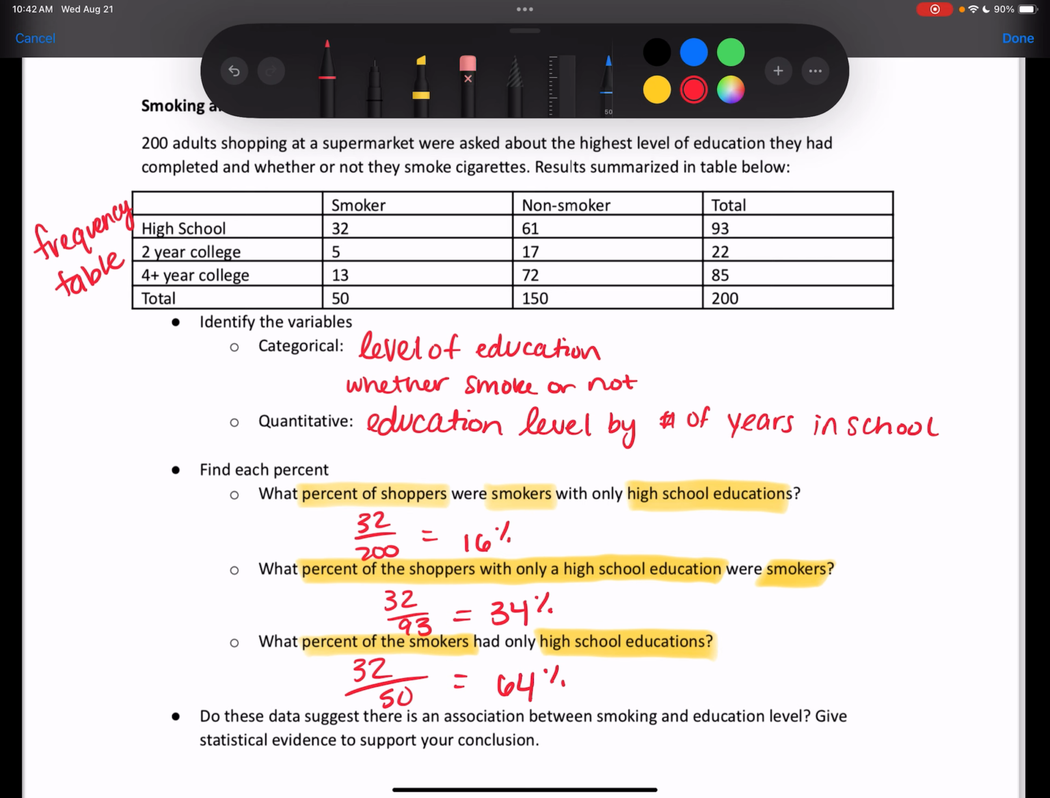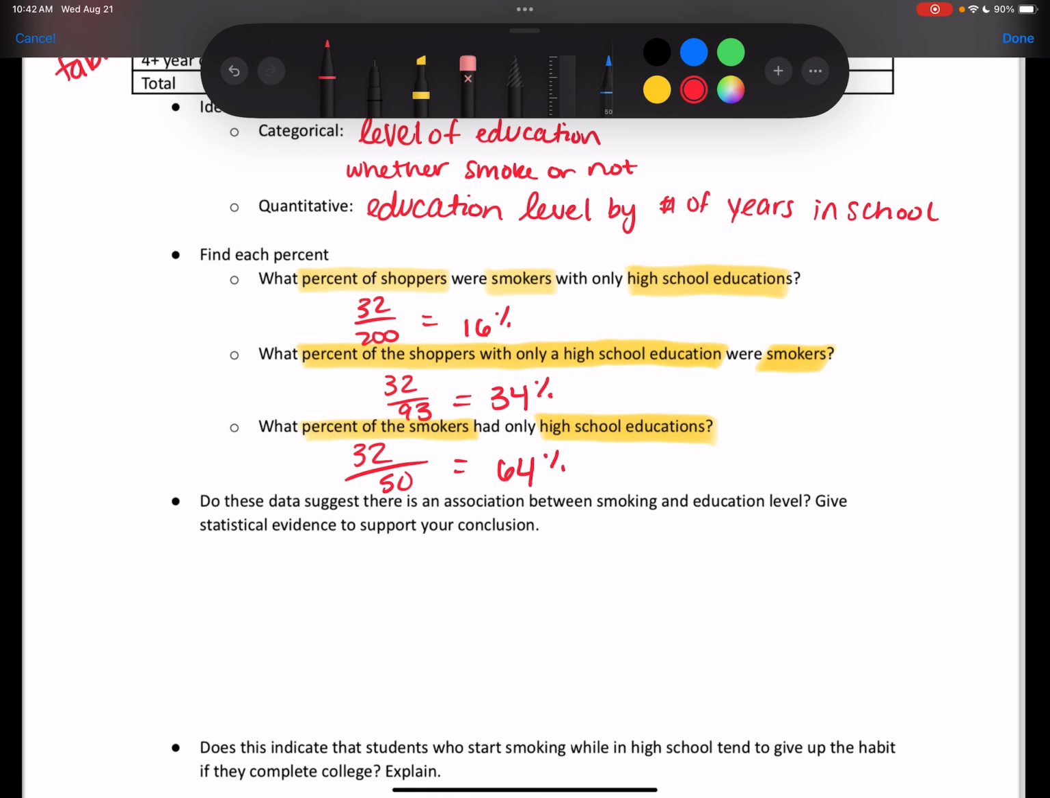So, let's see. Do these data suggest there is an association between smoking and education level? Give statistical evidence to support your conclusion. So we want to talk about the different percentages of things when it comes to this. We'll do that when we get to the back.